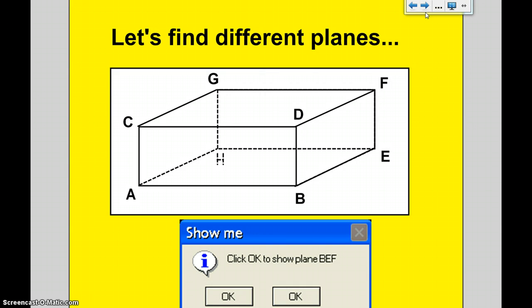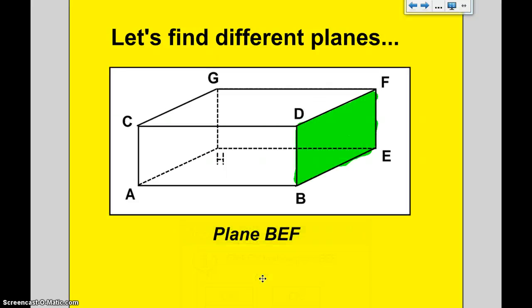How about plane BEF? Is BEF a plane? BEF is indeed a plane. It is the plane on the right side of this figure. Keep in mind, a plane is a flat surface that goes on forever.